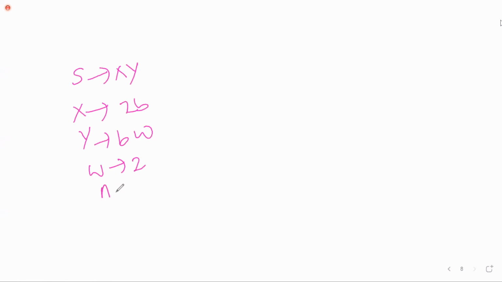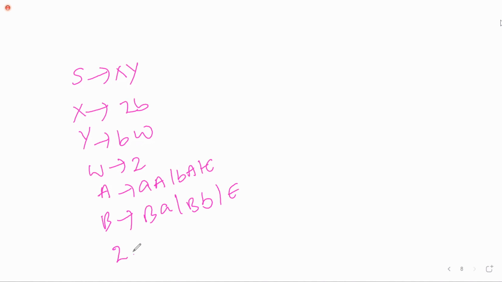Say yes or no. Yes, ma'am. So X tends to XY, X tends to ZB, Y tends to BW, W tends to Z, A tends to AA or BA or epsilon, B tends to BA or BB or epsilon, Z tends to AB. This is the grammar given to you.